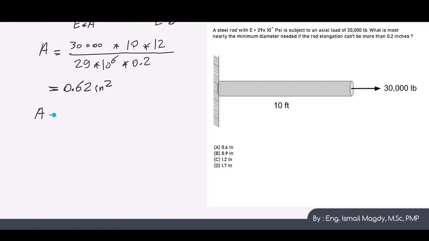This is the area of a circle, so it equals pi D squared over 4. Solving this equation, we get that D equals 0.89 inch. So this is it for our video today. Thank you.